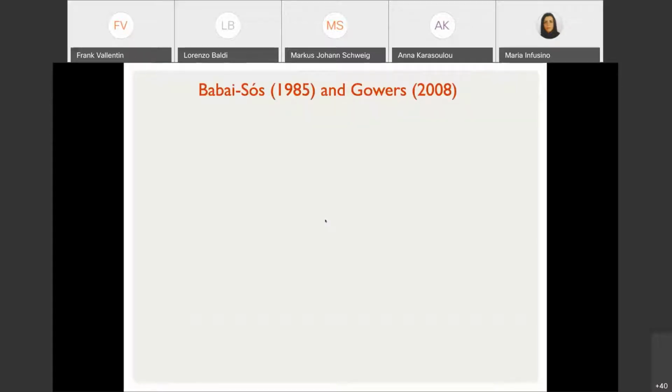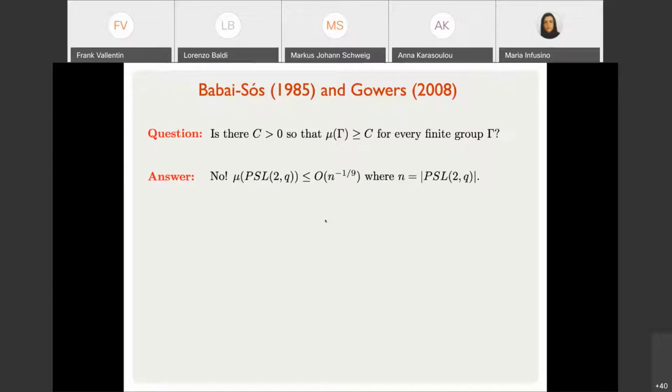Okay, then there is a paper by Babai and Sós from '85, who posed the question, and the answer was given by Gowers in 2008. And the question is, what happens for arbitrary finite groups? Not only for abelian groups, but for arbitrary finite groups. Is there a universal bound C positive so that the density of a product-free subset inside of Gamma is always bounded from below by C? For abelian groups, this C lies between 2/7 and 1/2. Now the question is whether there is a similar C for arbitrary finite groups. And the answer is no, in the paper by Gowers.